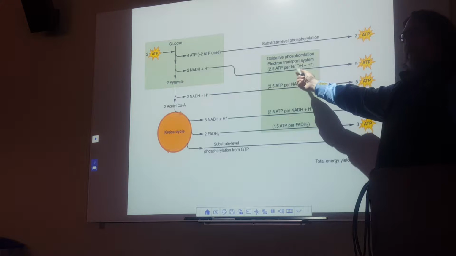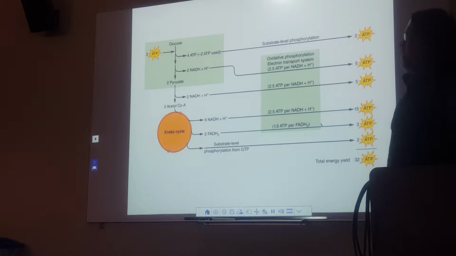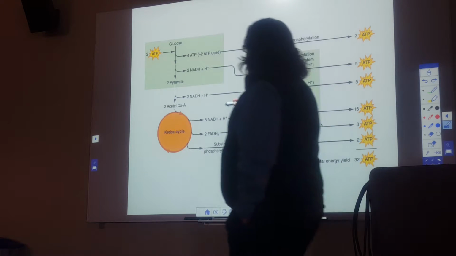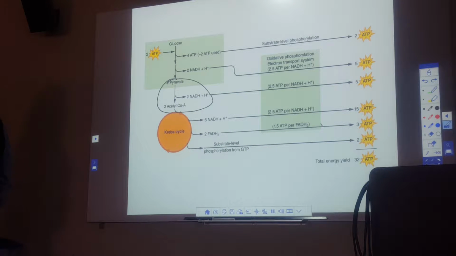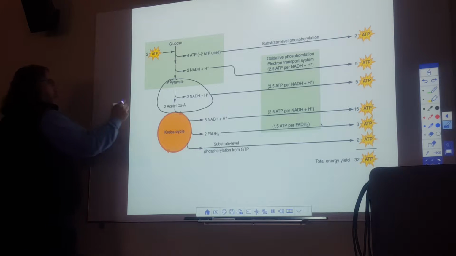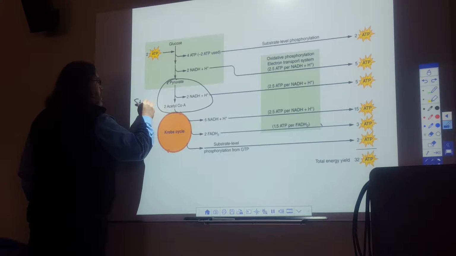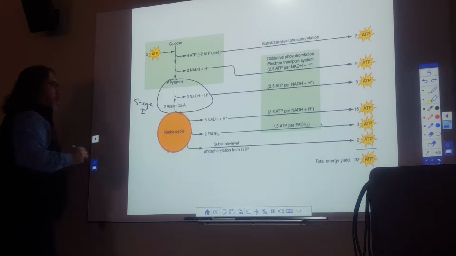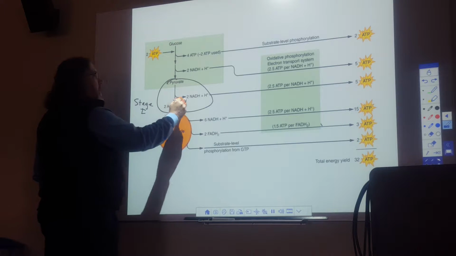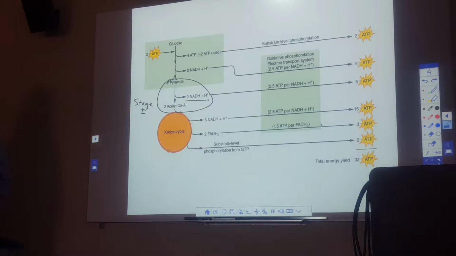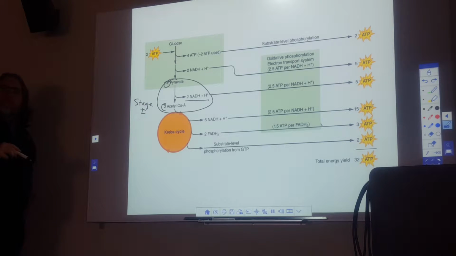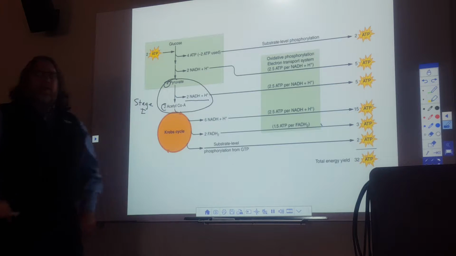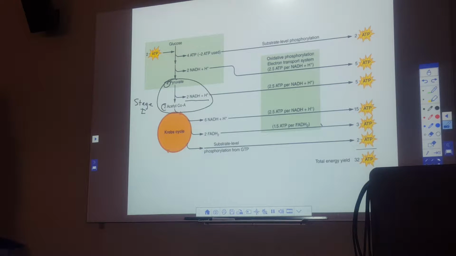We get 2.5 ATP per NADH, so 5. Right? So now we have this phase right here. What's this? That's stage 1. Pyruvate to acetyl-CoA. Okay? Stage 1 of oxidative phosphorylation. We get 2 NADH there. Why? Because we started with 2 pyruvates and ended with 2 acetyl-CoAs. Okay? So we get 2 NADHs that then go here to the electron transport chain, 5 ATP there, okay?